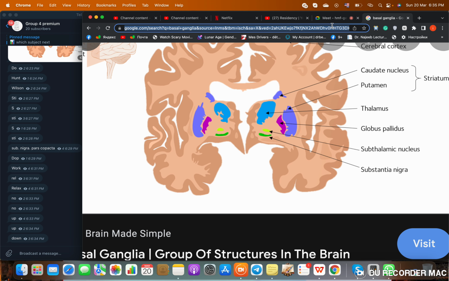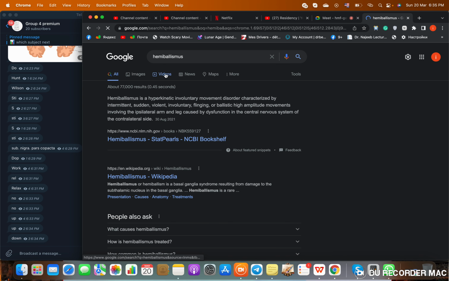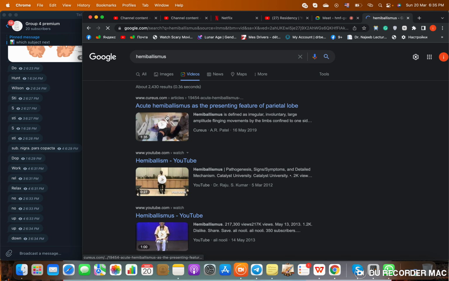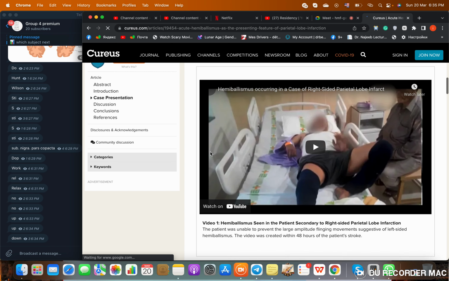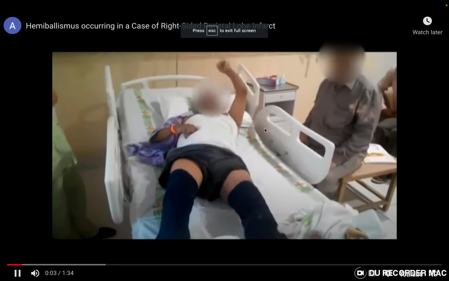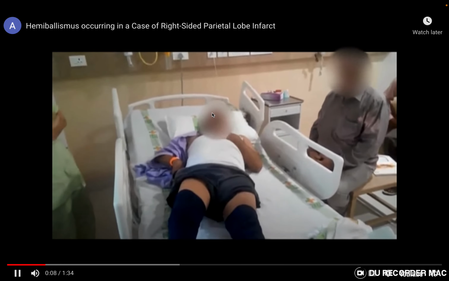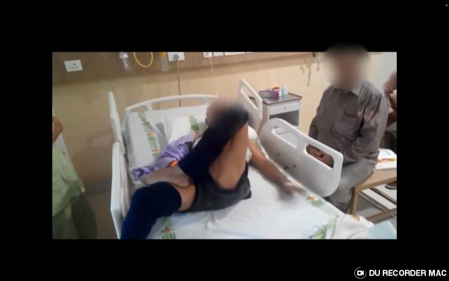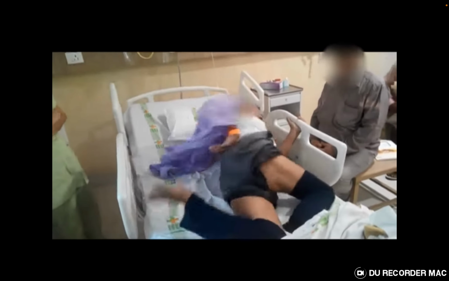I just want to show you what hemiballismus looks like, because not a lot of students know what it is. Okay, so this guy has hemiballismus. I noticed the excessive movement of the limb. See, it's going all over the place. This is real. This is no joke. He actually has zero control over this. This is due to a lesion in the subthalamic nucleus. This is highly debilitating for the patient and puts him in a pretty bad state.